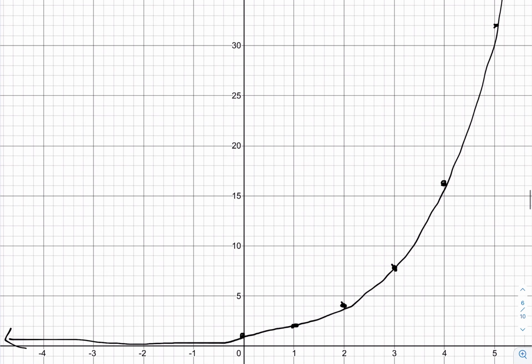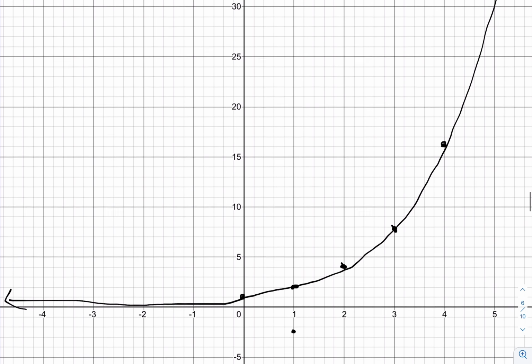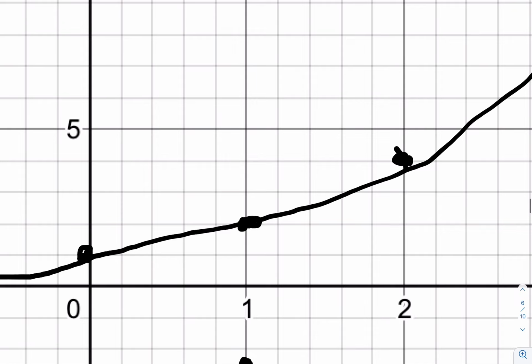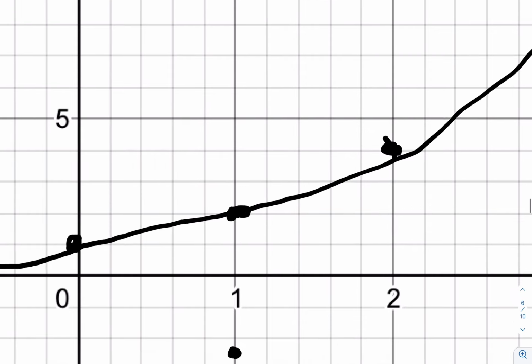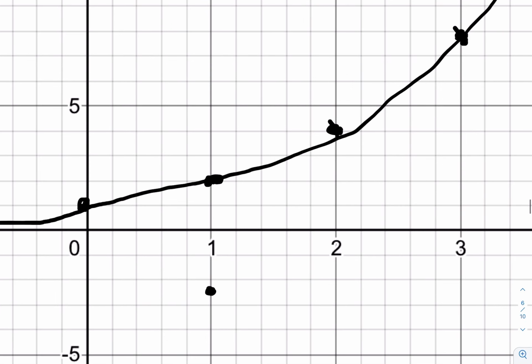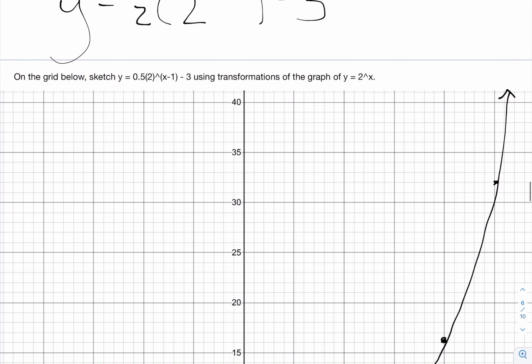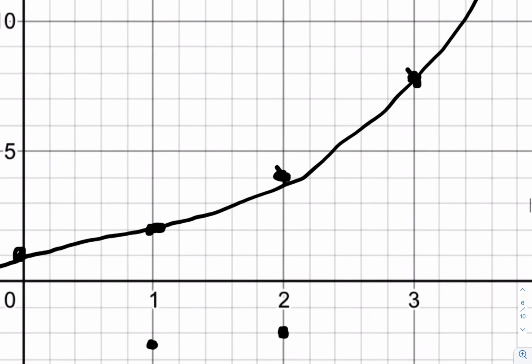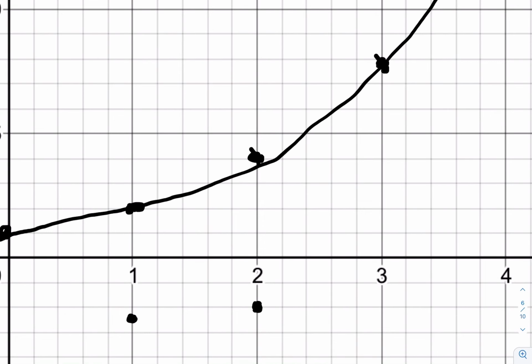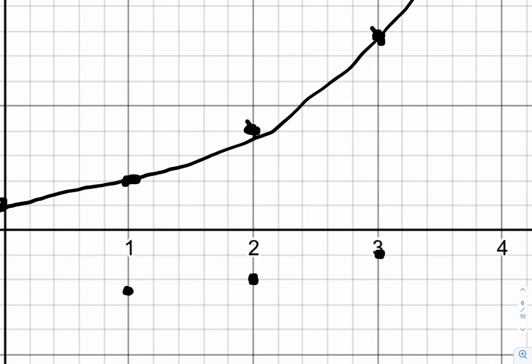So let's do x is equal to 1. So we go 0.5 of that, which is at 1. We'll move it 1 unit to the right and 3 down. So it's going to be at negative 2. Okay, and we see the next one here. If x was 2, we'd go half of that. So half of 4 is only 2. And then we'd go right 1, which is right here. And then we go down 3, so it would be right there.